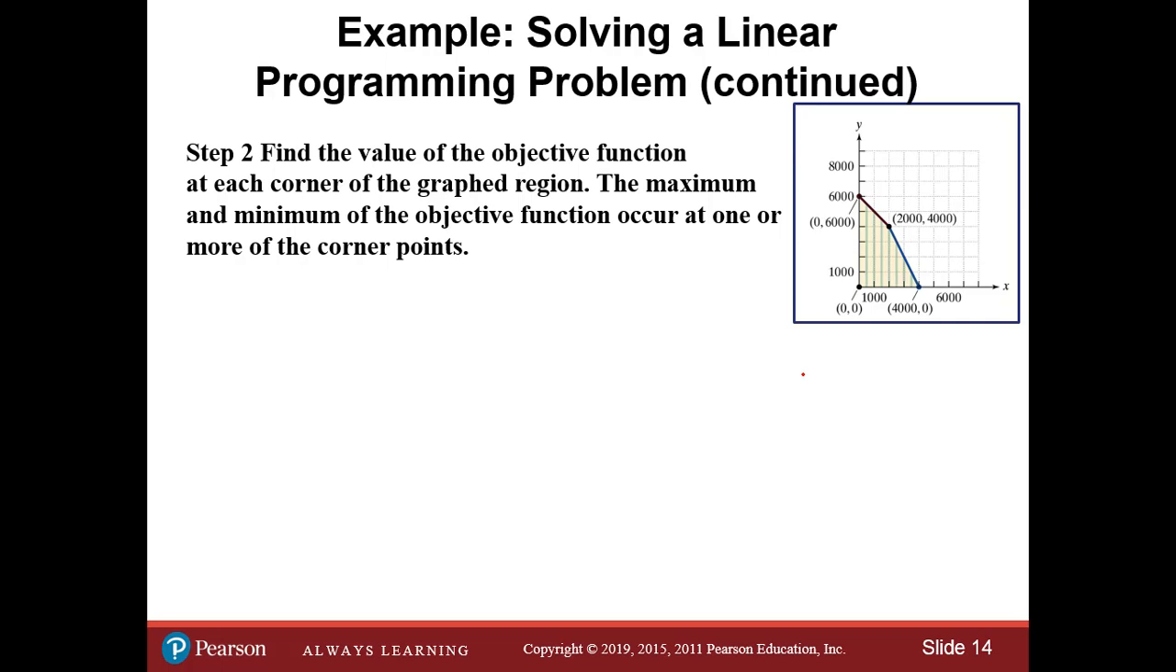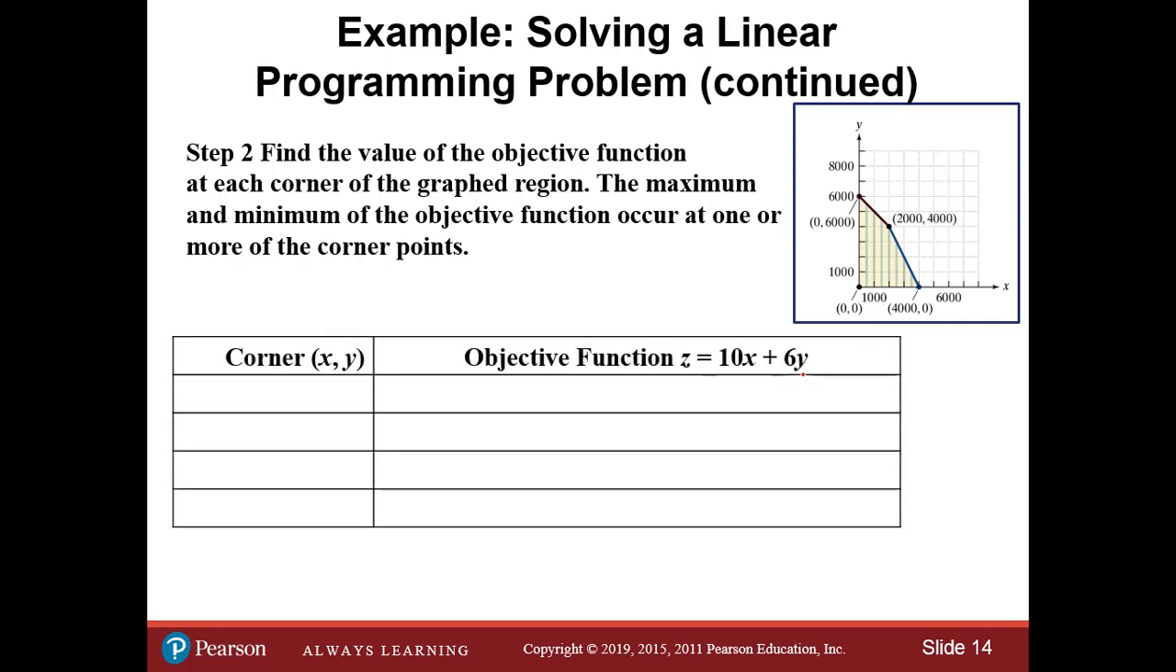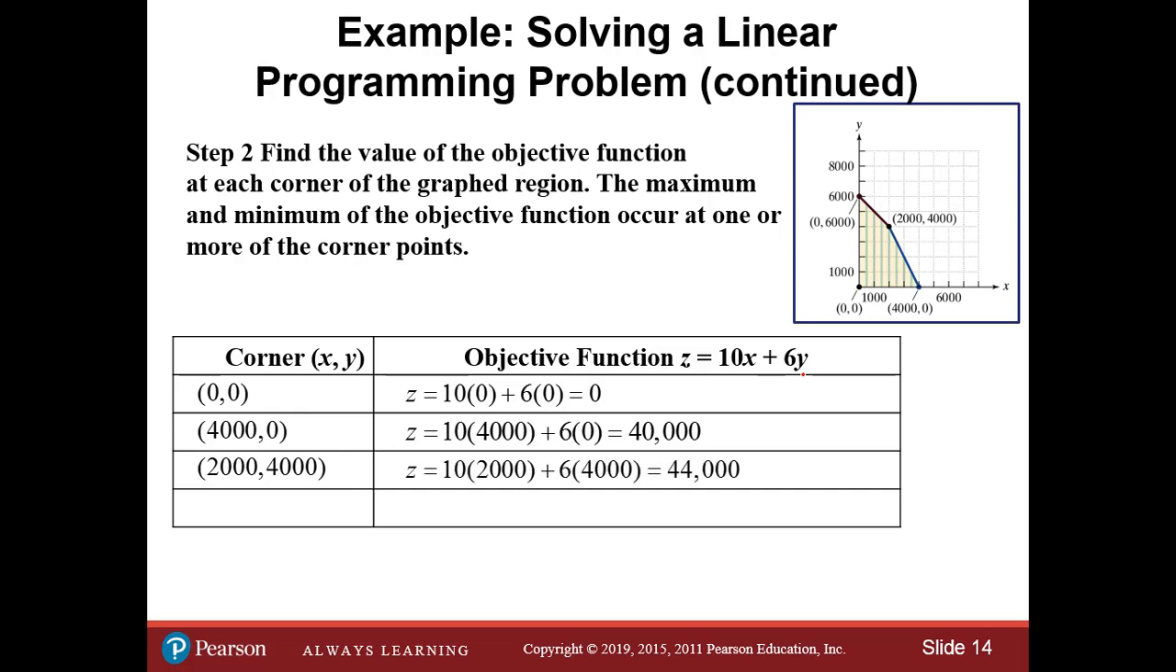Okay, so now we're going to test the corner points. So here we go. If we test 0, 0, well, what do we get? We get z equals 0. If we put in 4,000, comma 0, what do we get? We get 40,000. If we put in 2,000, comma 4,000, we get 44,000. And then if we put in 0, 6,000, we get z equals 36,000.